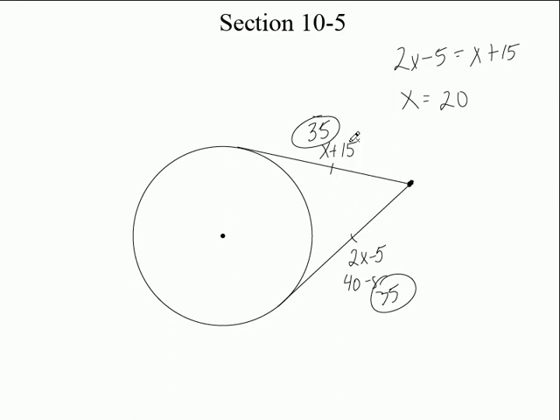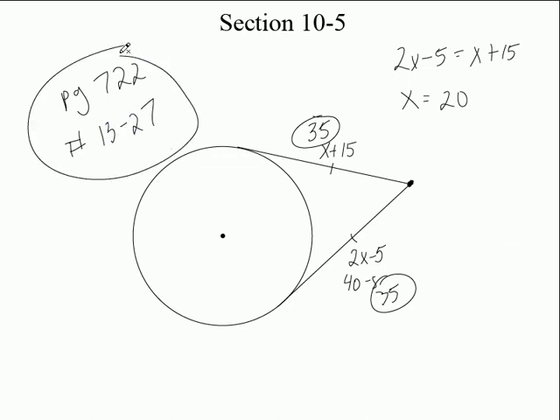So let me take a look here at what we're doing today. It's section 10.5, obviously, and it's page 722, and it's 13 to 27. All right, so that's your assignment right there. Page 722, 13 to 27. Any questions so far? All right, that's it for section 10.5.